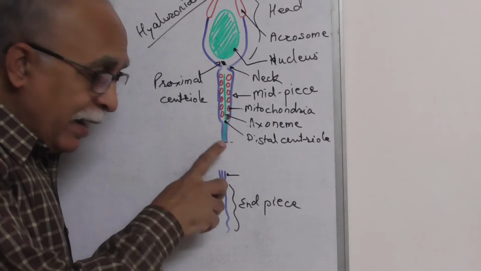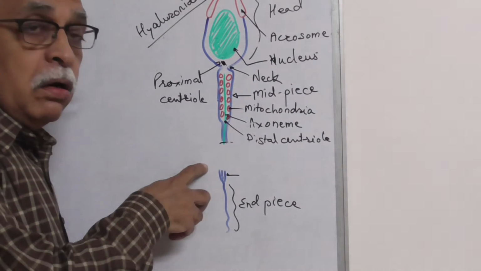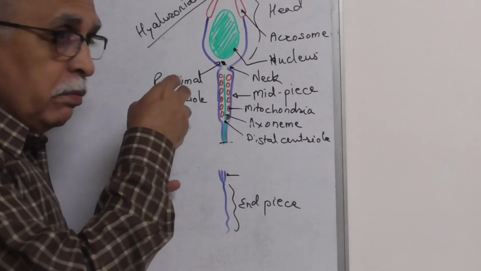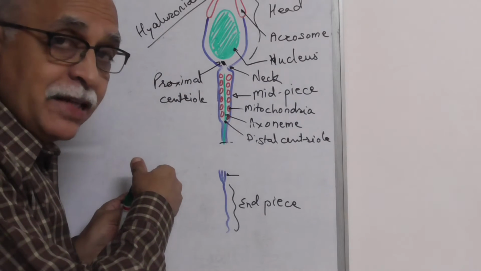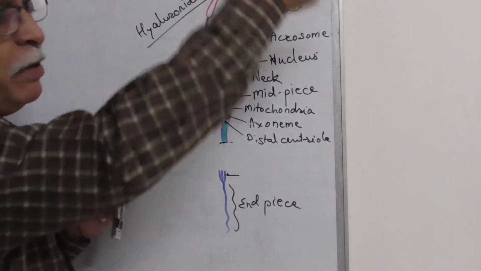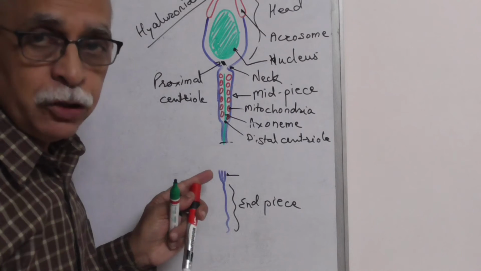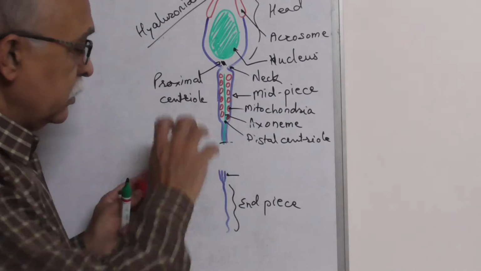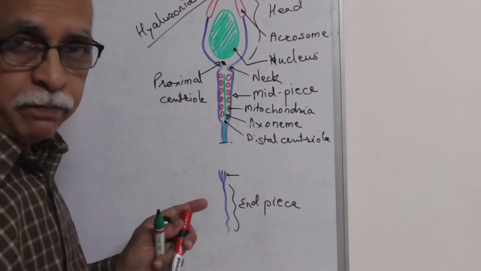The wriggling of the tail, the fast movement of the tail, helps in the movement of the sperm. That helps it in shifting from the place of release at the time of ejaculation till the place of fertilization, that is from the vagina till the fallopian tube. This is what the mammalian sperm looks like.